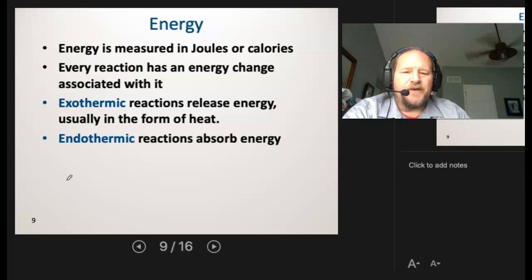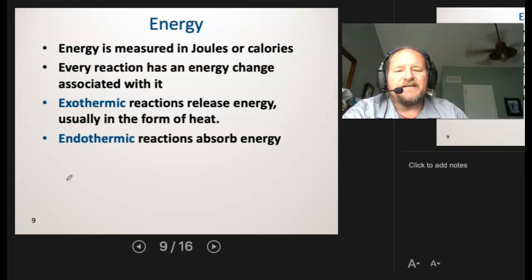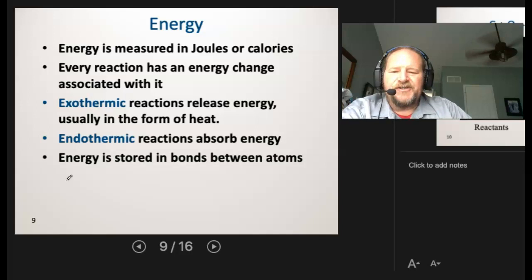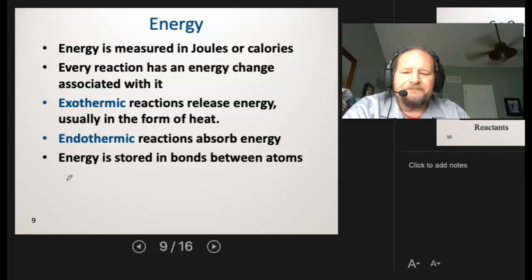Endothermic reactions are quite the opposite. They're going to absorb energy. And so the products then are going to be more energetic than the reactants. And so we're going to call that endothermic. It's going to cost us energy to make those products. Now, regardless of whether it's endothermic or exothermic, we have to remember that energy is stored in bonds. If you remember, I talked about the wooden balls and the springs making bonds, and we talked about kinetic versus potential energy. And energy in a bond is potential because it's a stored energy.